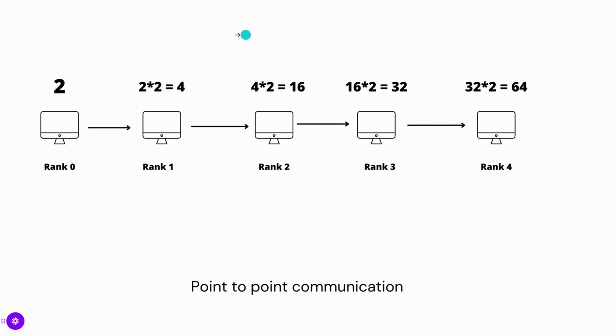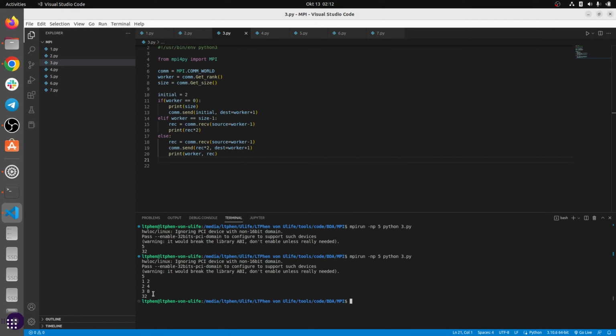Oh, I think I made a mistake on the slides. Actually, this is not 16, it's 8. So we are supposed to have 32 here. That's the reason why we are getting 32 here. Yes, anyway, it's the same process. What we receive from the last worker, we send it to the next worker.